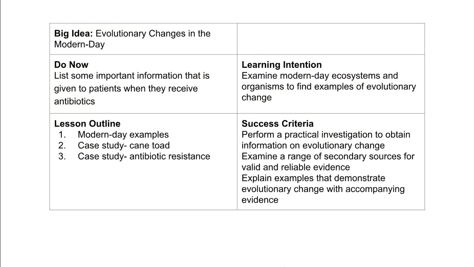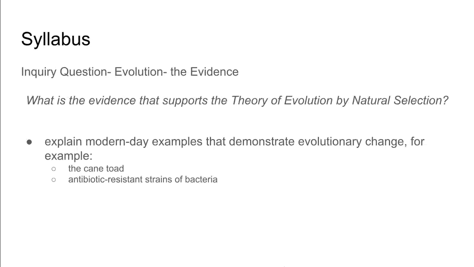In this video, we're going to be looking at a few different examples of some modern day ecosystems and organisms where we can see examples of evolutionary change. The two examples which we're going to look at in this video and then explore in more detail in our activities in the classroom are the cane toad and antibiotic resistant strains of bacteria.